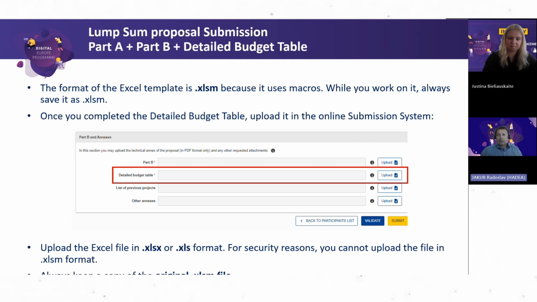And here we are getting to the end. So we have only 2-3 slides. If you can do it in 1 minute with 3 slides? One minute, okay, so even more quickly. But this I said already. So you work with the detailed budget table, you keep the format XLSM that allows the macros. If you are going to upload the detailed budget table into the submission portal, you need to change the format to XLSX or XLS. But please always keep for yourself the original XLSM file format. Next slide.